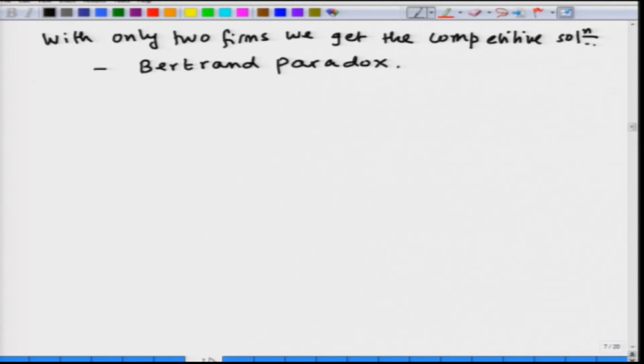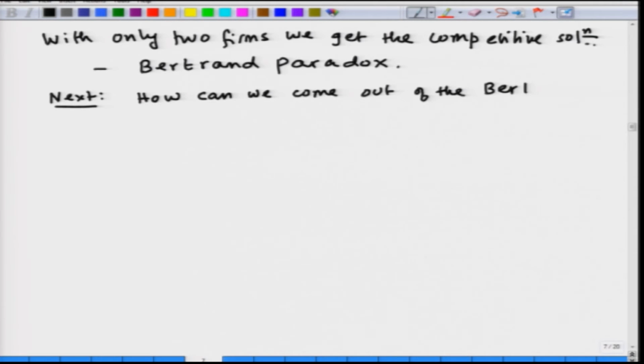What we want to do next is ask how can we come out of the Bertrand paradox? There are a couple of models that we will talk about. The first model that we will talk about is we will relax the assumption that the firms produce homogeneous goods and instead consider a model where the firms are producing differentiated products.